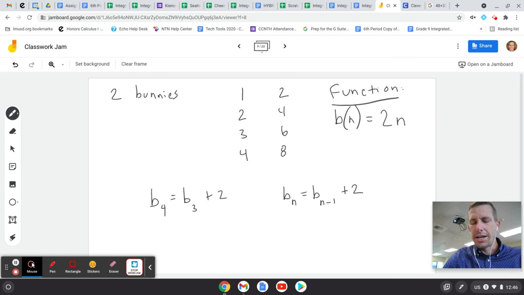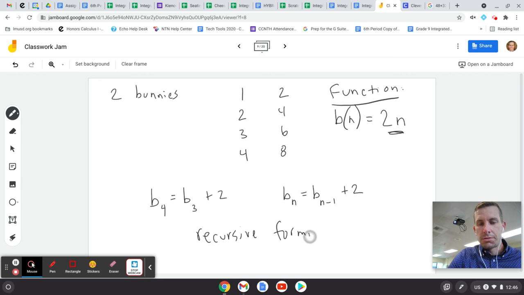And you can see that after 1 month, we have 2 bunnies. After 2 months, where n is 2, we'd have 4 bunnies. After 3 months, where n is 3, we'd have 6 bunnies, and so on. And then these are recursive formulas right here. So this is the general recursive formula, and this is a recursive formula specific to month 4. So you'll have to write both kinds of things, a recursive formula and a function in this assignment.